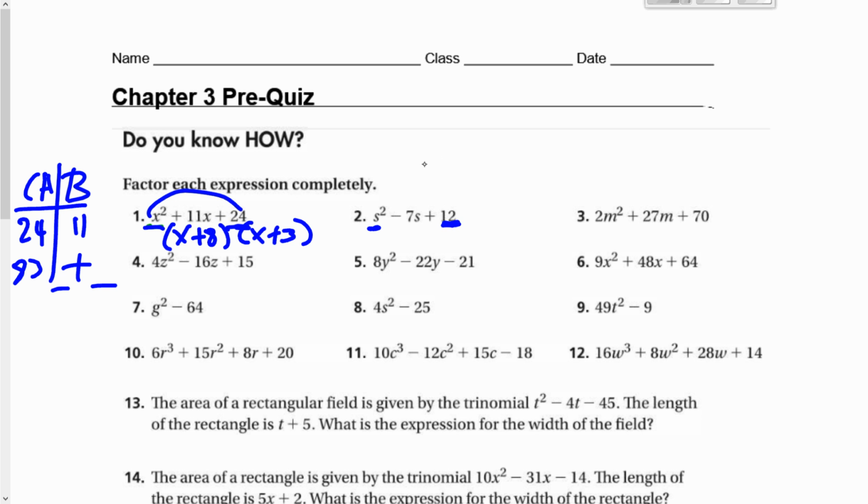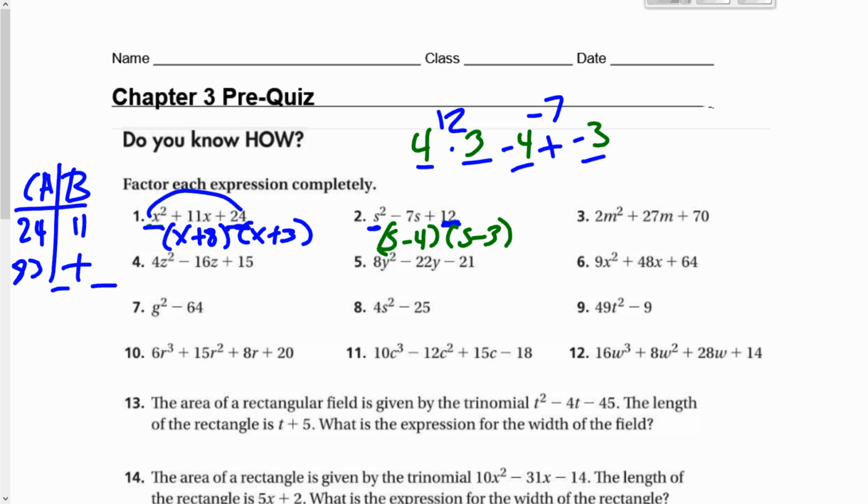Here, again, whenever our a is 1, really all we do is look at our c and say what times what is 12. And since it's positive, we're going to say what plus what is negative 7. But since that's negative and we're adding, that means they just both need to be negative numbers. So what times what is 12 but adds to 7, and the negatives are taken care of. That would be 4 and 3. So negative 4 and negative 3 added is negative 7. So x minus 4 and x minus 3.